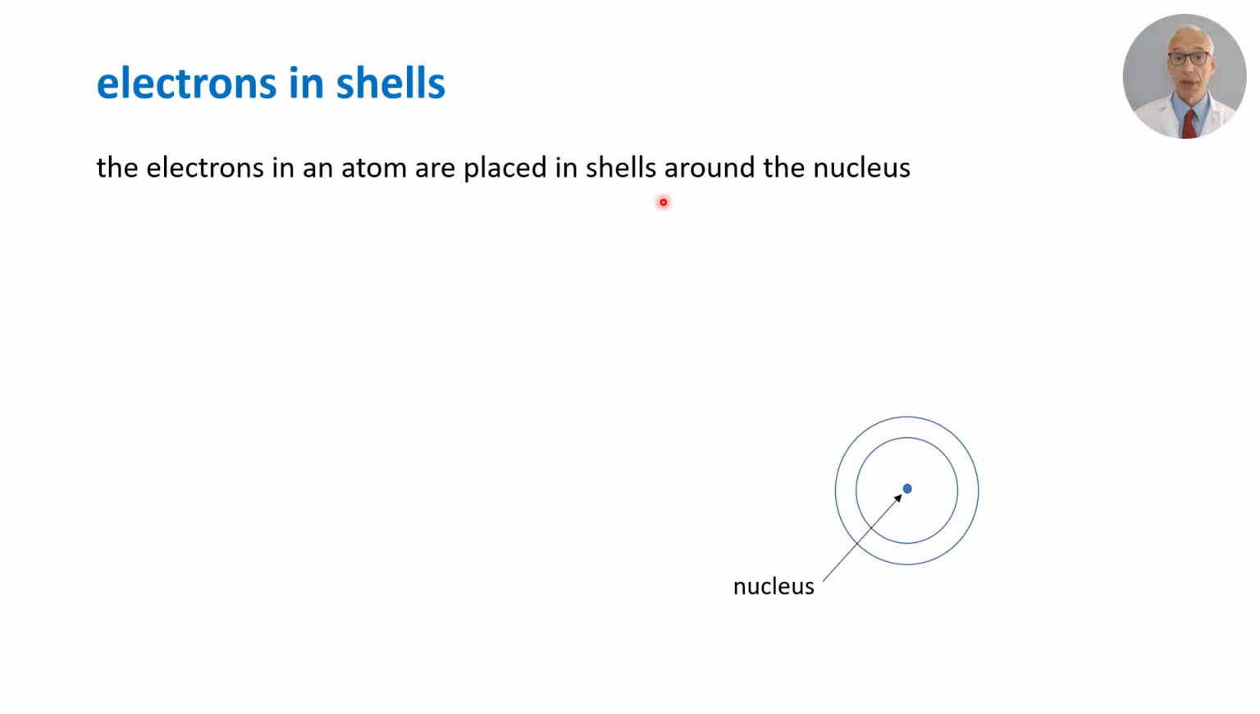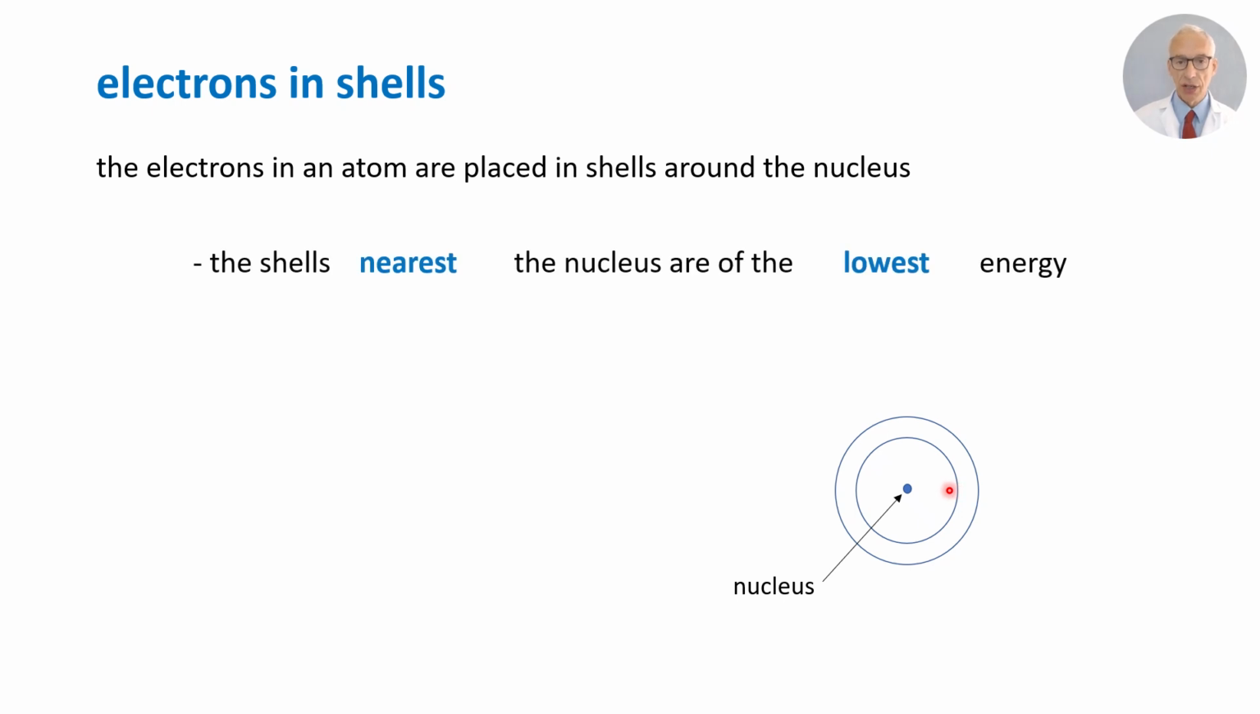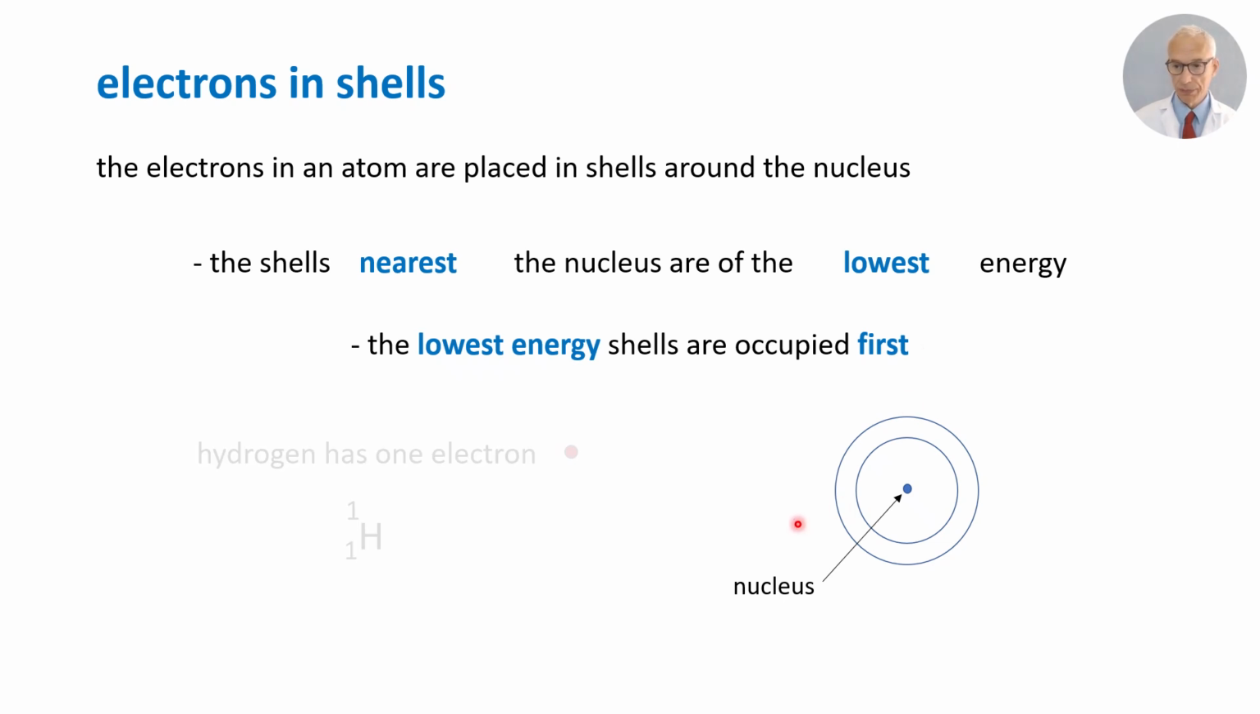Electrons in an atom are placed in shells around the nucleus. The general principles are that the shells nearest the nucleus are of the lowest energy, and that electrons are placed in the lowest energy shells first. So, one example, hydrogen has one electron. We know that from the atomic number of 1. That, of course, is placed in the shell nearest the nucleus, the first shell.